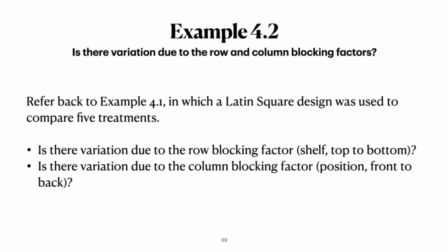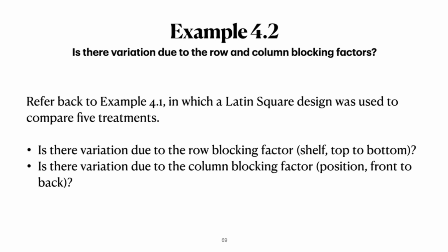So let's look at an example. This will be example 4.2. The question is, is there variation due to the row and column blocking factors in the experimental situation that we looked at back in example 4.1? Refer back to example 4.1, in which a Latin square design was used to compare 5 treatments. Now that we have the data, we performed the analysis to construct the analysis of variance and perform the initial hypothesis test over whether there are differences among the population treatment means.